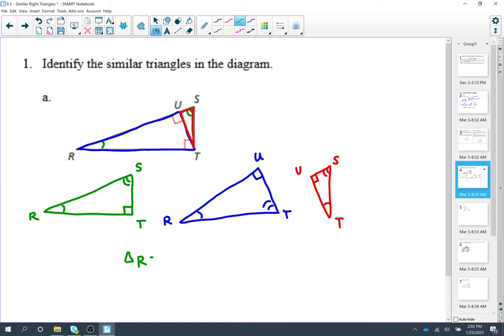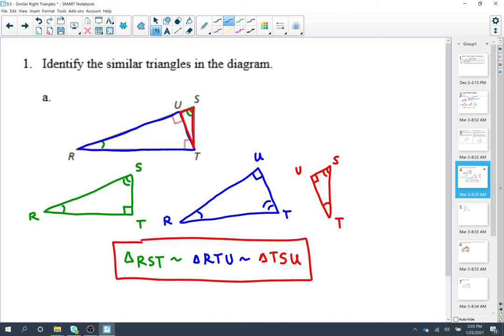Triangle R, S, T is similar... And then once you write your first one, now you really have to pay attention to the order because the angles have to match. So R has 1 tick mark. So on my blue one, that's still R. Then S has 2, which matches T, and then U, which is similar to triangle... Again, we have to go 1 tick mark, then 2, then 90. So 1 would be T, 2 would be S, U would be 90, and this would be our similarity statement that identifies the similar triangles.